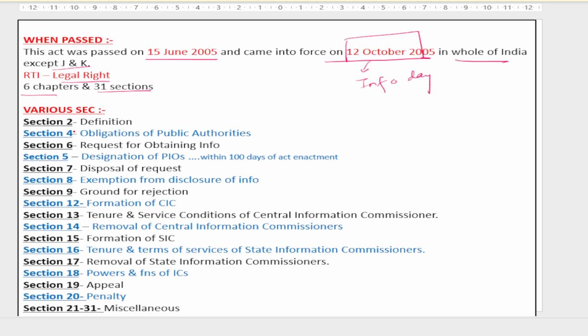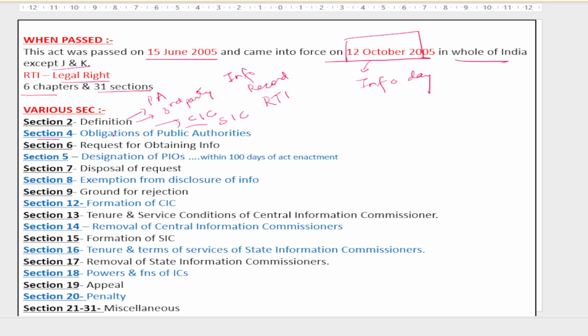We will first have a brief overview of the sections. Section 2 deals with definitions, which includes the definition of the public authority, what constitutes a public authority, definition of third party, definition of Central Information Commission and State Information Commission, what constitutes information under the Right to Information Act, what constitutes record under the Right to Information Act, and what constitutes right to information under the Right to Information Act. So this is covered by Section 2.